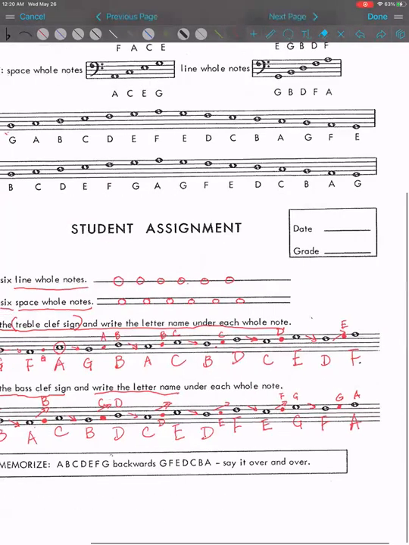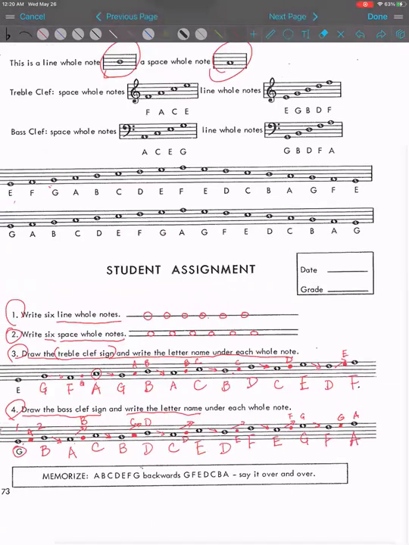That's it. So on the bottom, it has a little tip. Memorize A, B, C, D, E, F, G, and backwards, G, F, E, D, C, B, A. Say that over and over.